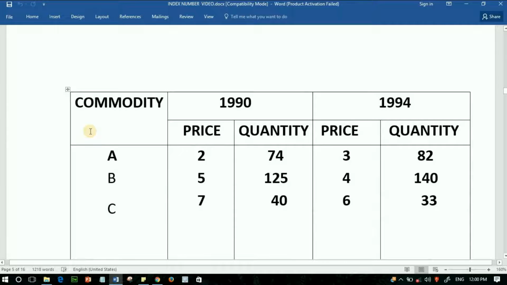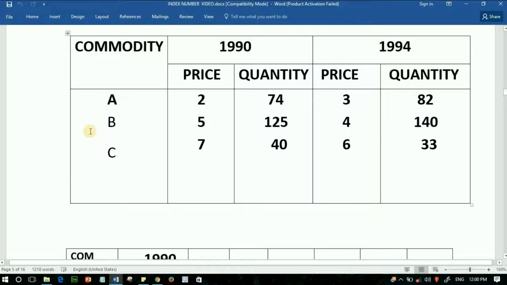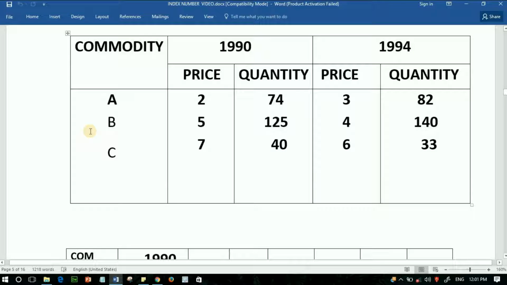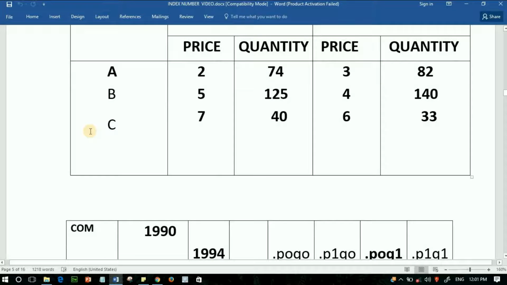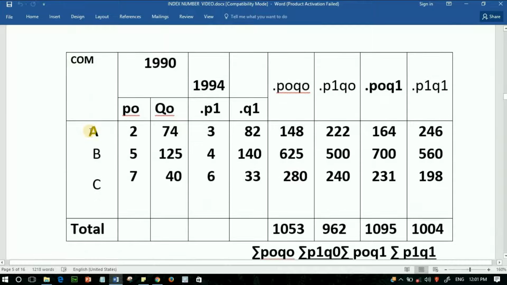An example is given. From the following data, you have to find out the following. We are comparing 1990 with 1994. So 1990 is the past year, so we take it as the base year, and 1994 is the current year. The price corresponding to 1990 we take as P0, and the quantity corresponding to 1990 as Q0, the price corresponding to 1994 as P1, and the quantity corresponding to 1994 as Q1. Then we have to find the following columns: P0 Q0, P1 Q0, P0 Q1, and P1 Q1.